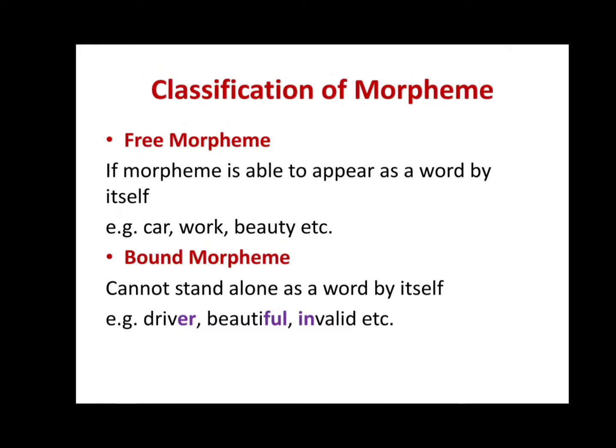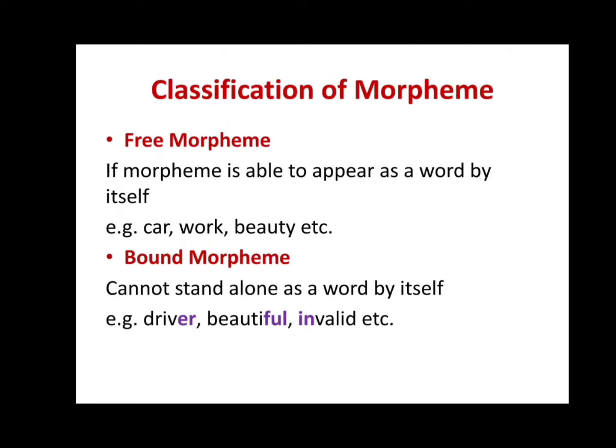Next we discuss the classification of morpheme. Morpheme can be divided into two categories: free morpheme and bound morpheme. Firstly, we discuss the free morpheme. Free morphemes are the type of morpheme that can stand alone as a word by itself, can work independently. For example, car, work, beauty, etc.